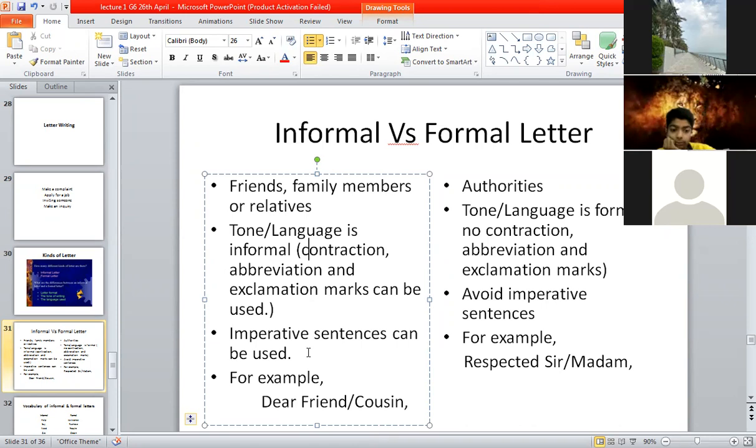We can also use imperative sentences. For example, visit my home soon. Like these kinds of sentences. Imperative sentences are those sentences which start with a verb, the main verb. For example, when you are writing a letter to your friend and you are asking him or her, visit my home soon. So visit is a main verb, right? The sentence is beginning with a verb, and visit is the main verb.